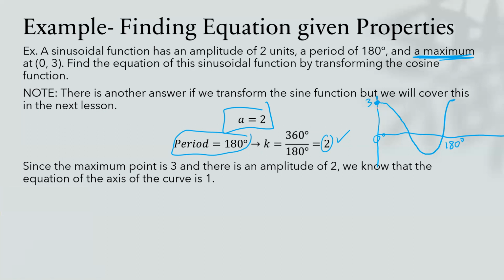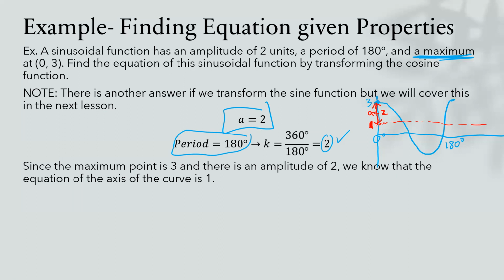So if we know the amplitude is 2, that means that the equation of the axis of the curve is going to be at 1. And how do I know it's going to be at 1? Well, because the amplitude is just the distance from the maximum to the equation of the axis of the curve. So because the distance between them is 2, then doing a little bit of math, we know that we just subtract 2 from the maximum to find the equation of the axis of the curve.